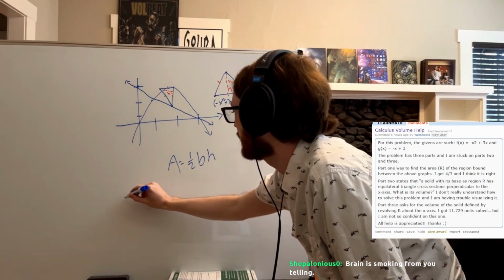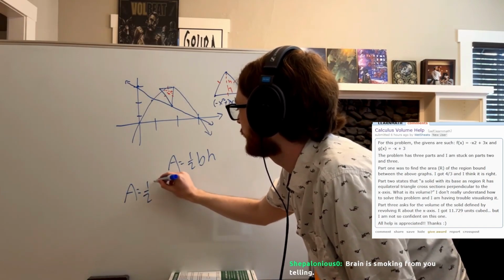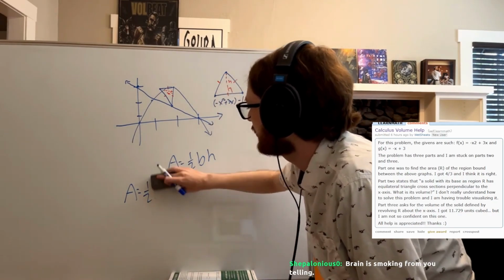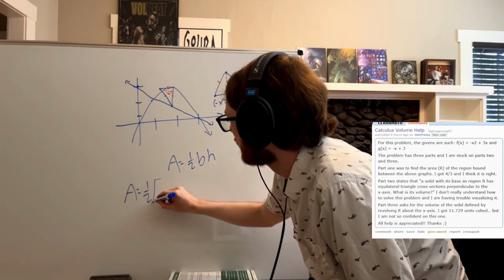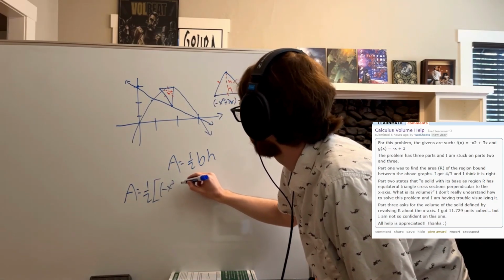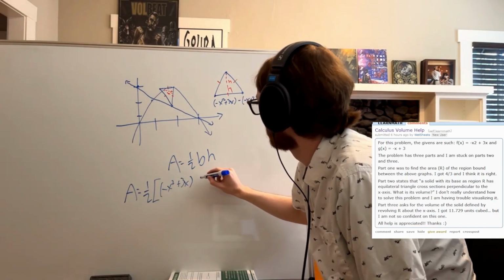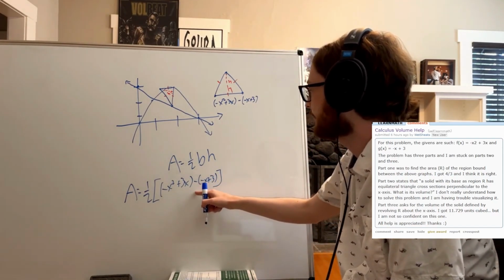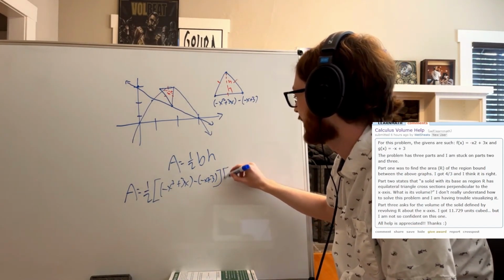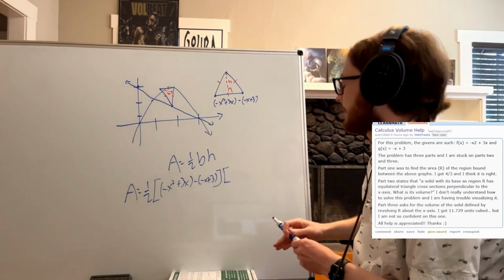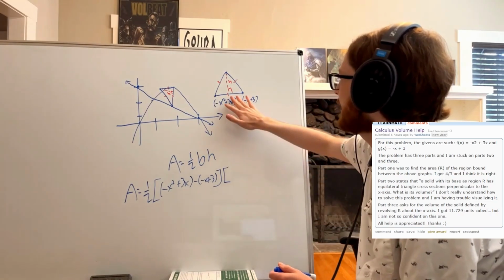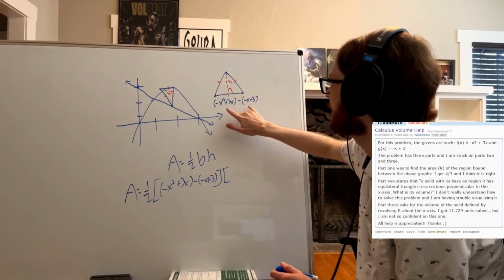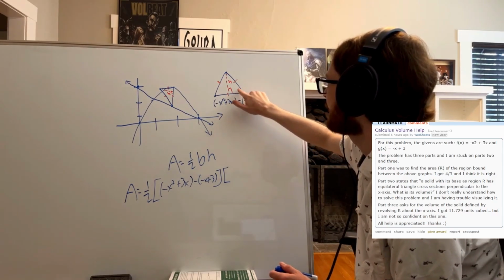So let me make some room. A is equal to 1/2. We know the base, as I already said, is minus x squared plus 3x minus negative x plus 3. That's the base, times the height. Let's use tangent here because we already have this side figured out. It's going to be 1/2 of this entire side, and tangent is opposite over adjacent.